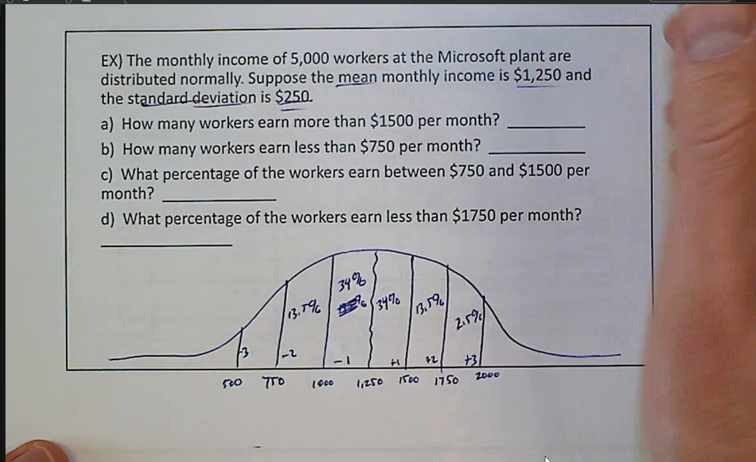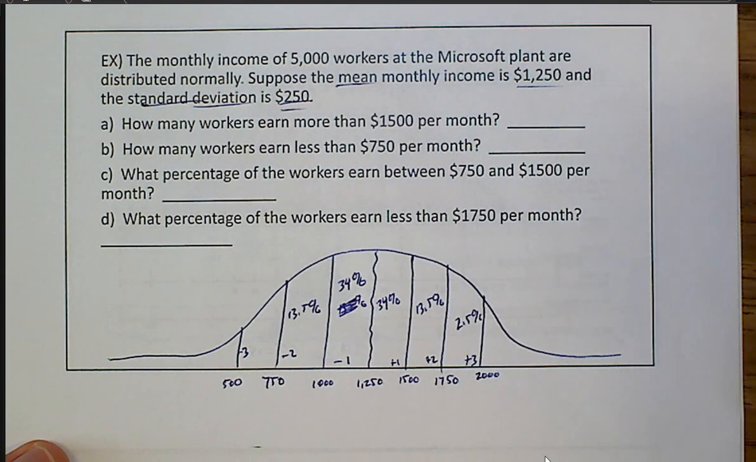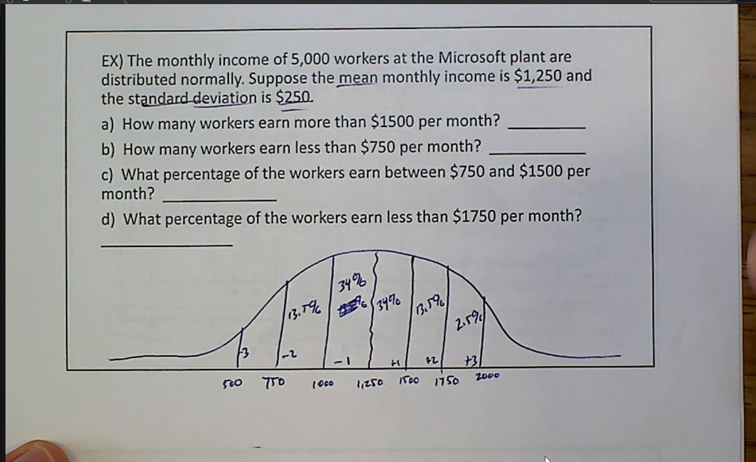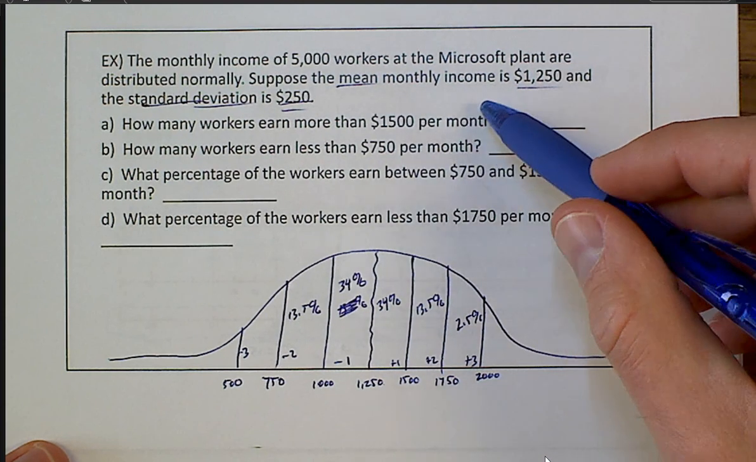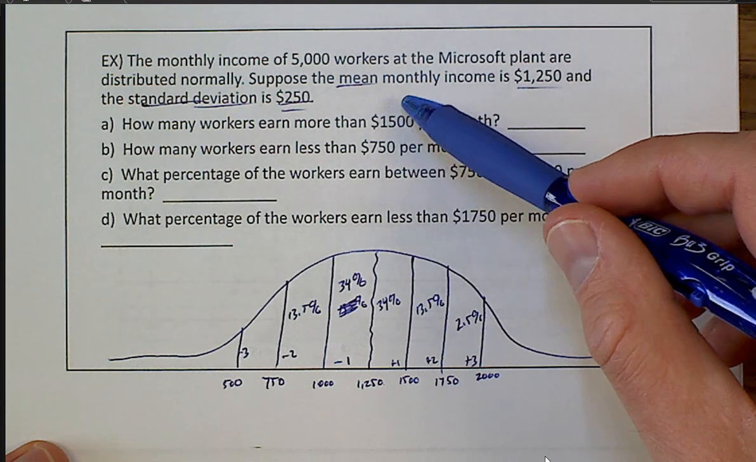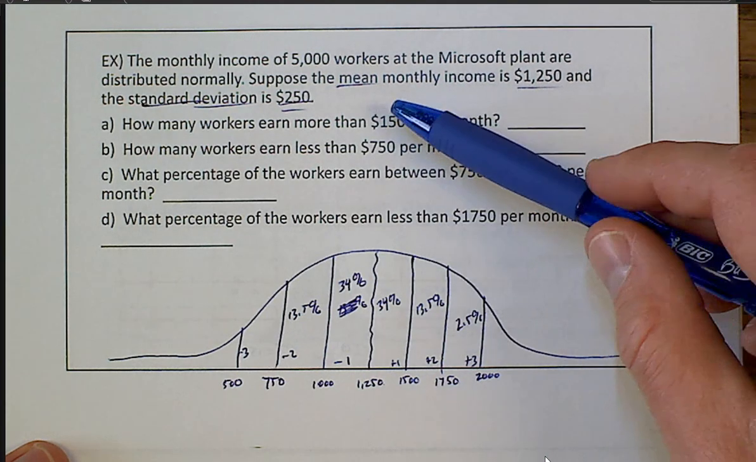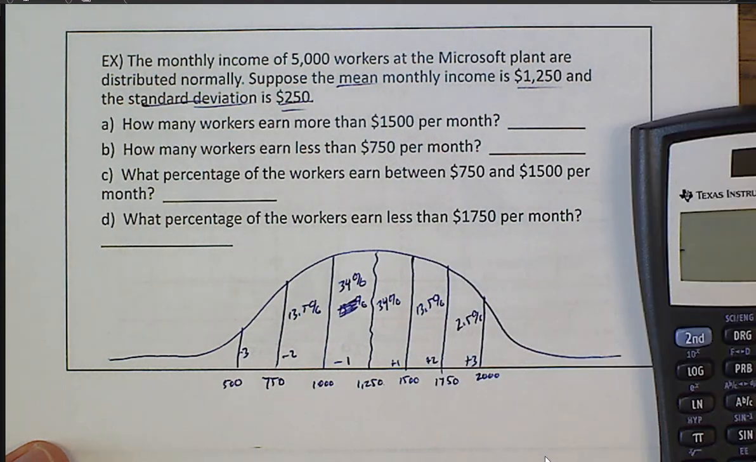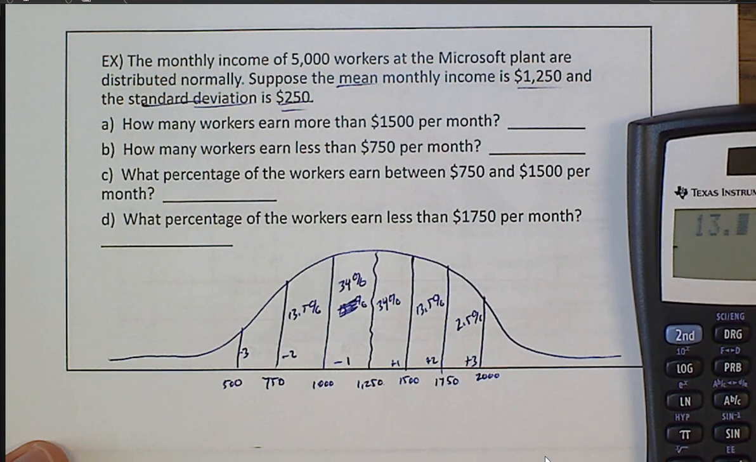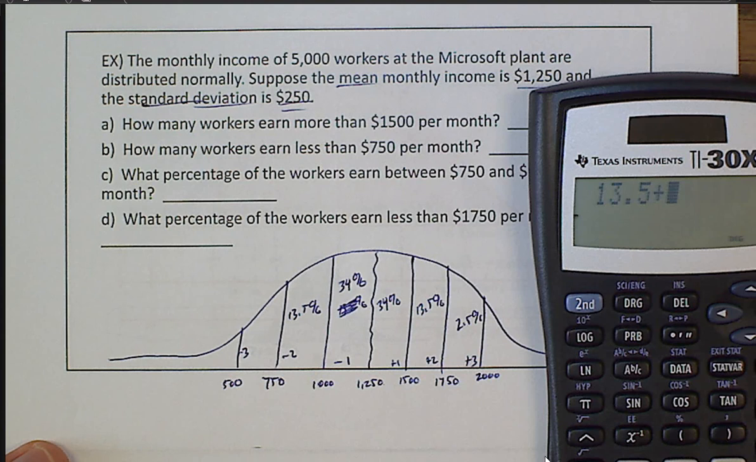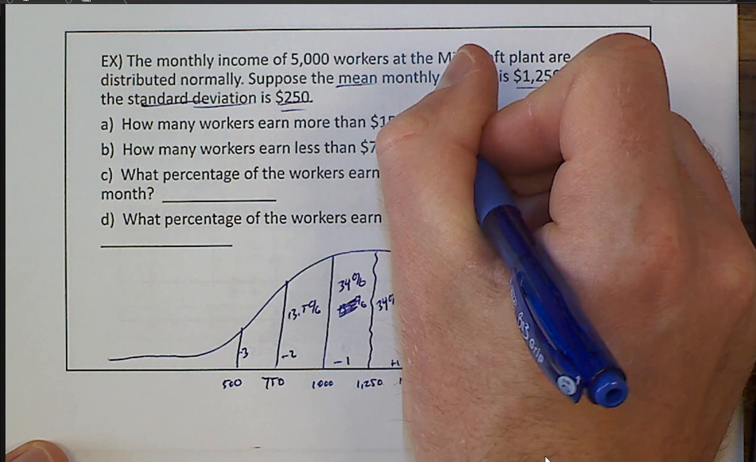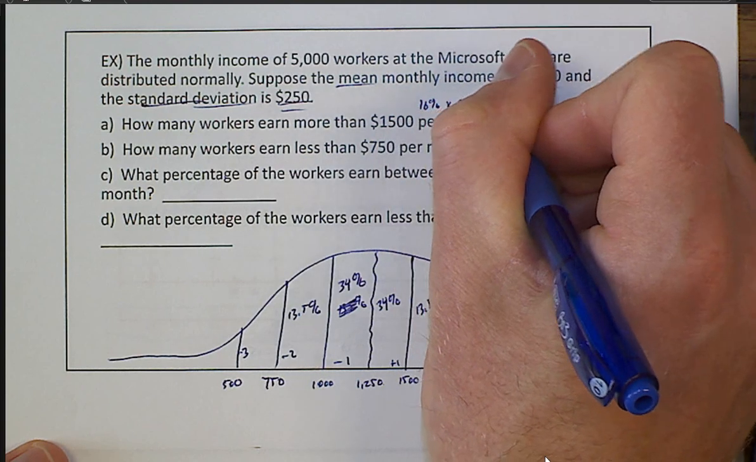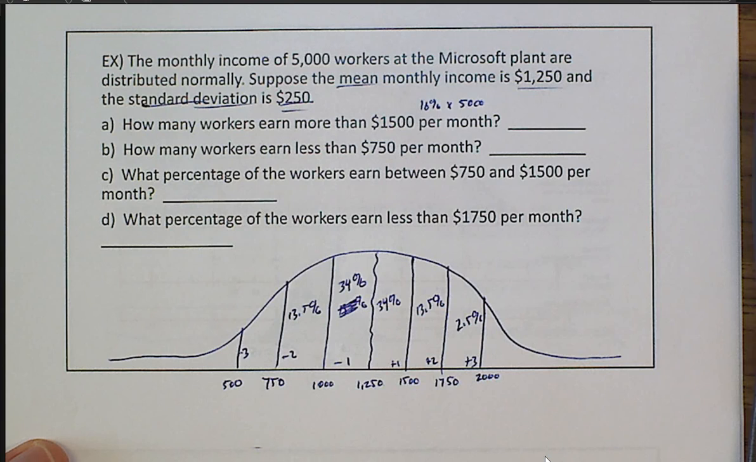Let's answer some questions. How many workers earn more than $1,500 a month? Well, we have to figure out the percentage of people that earn more than $1,500 a month. So here's the 1,500. So 13.5 plus 2.5. That's going to give me 16%. So I take 16% and multiply it by 5,000, just like we did in the last problem. So 0.16 times 5,000. That's going to give me 800.